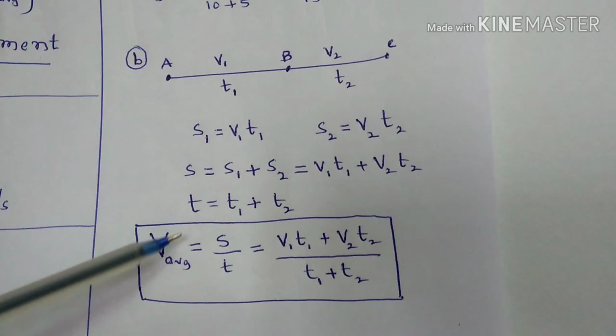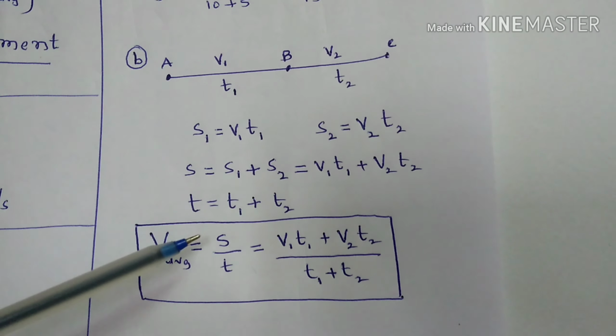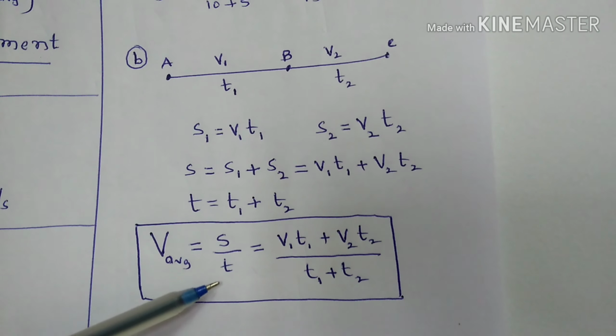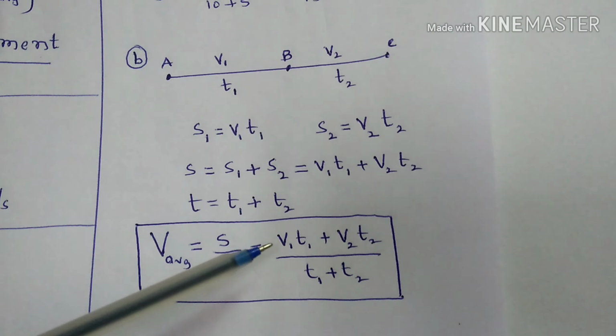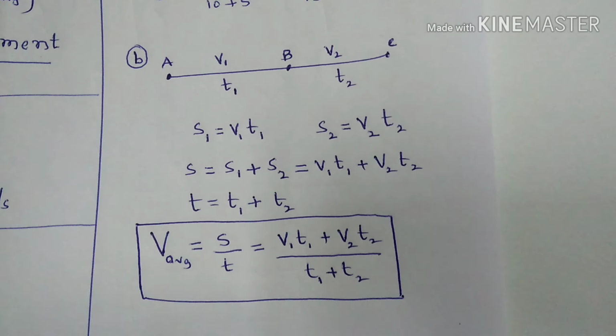Total time is how much? T is equal to T1 plus T2. Simple. Average velocity is equal to total displacement divided by total time. That is equal to (V1 T1 plus V2 T2) divided by (T1 plus T2). Okay, you understood now?